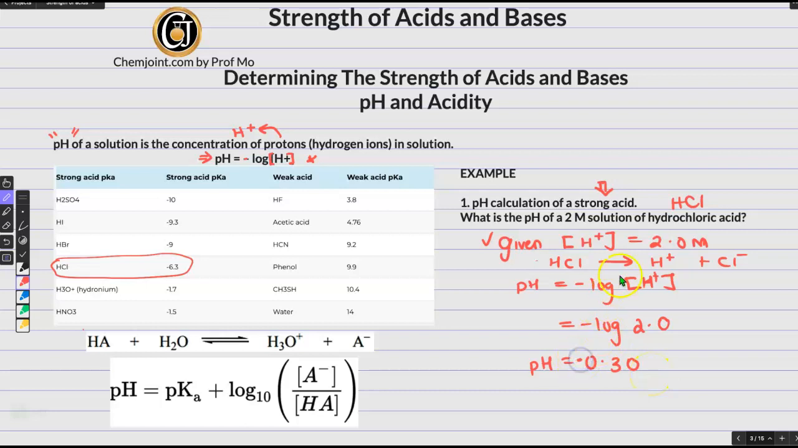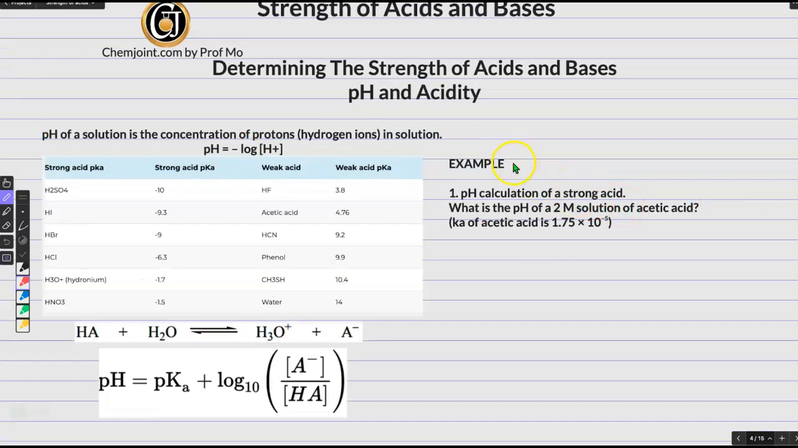We used this equation directly because we knew HCl is a strong acid. If it's a weak acid, you want to do something else, an ICE chart. In this example, let us consider the pH calculation of a weak acid.